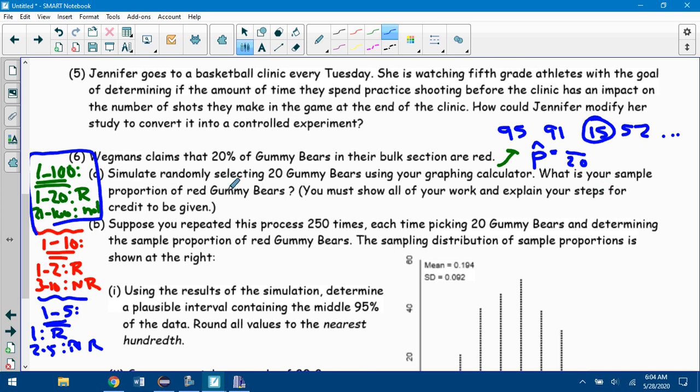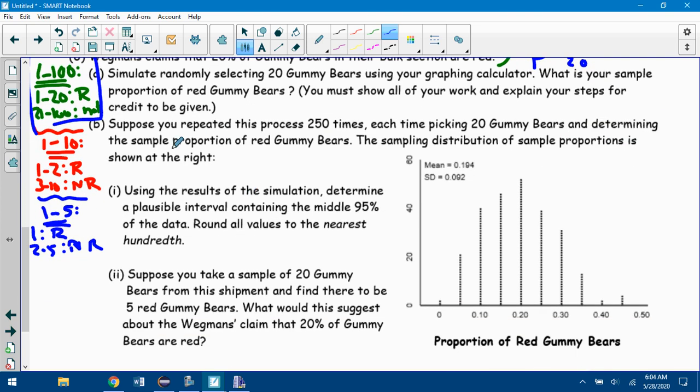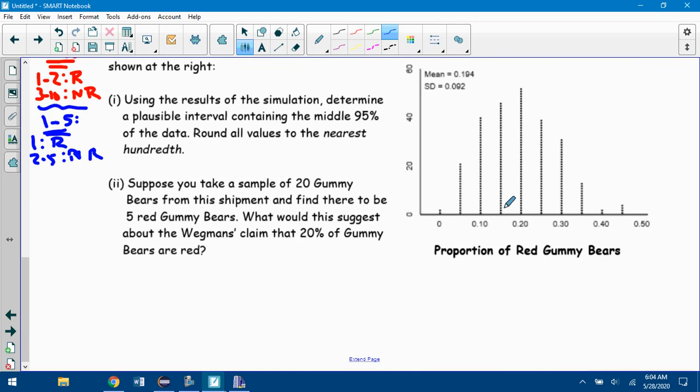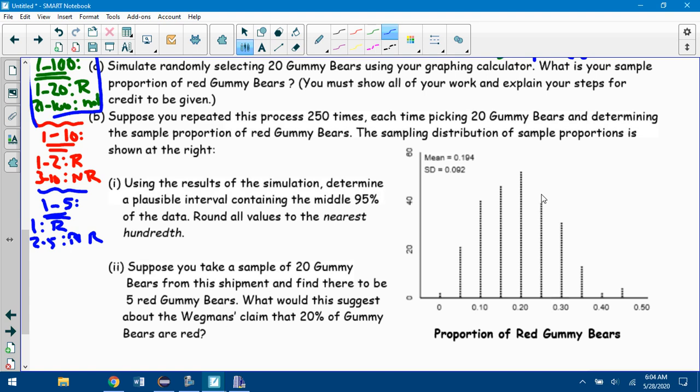Okay, so that's how you do that. I think you know how to do part B because it has to do with simulations. And other than that, I think you should be good on the rest of the questions because they're ones we've gone over a lot. Okay, so your homework is to do this review sheet.